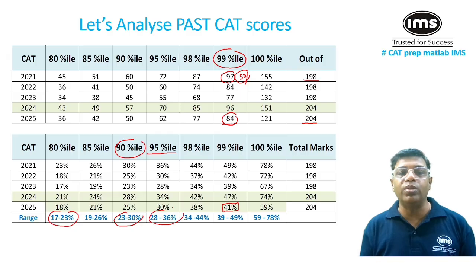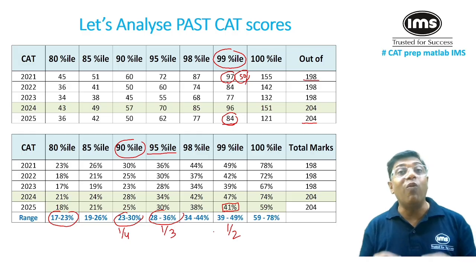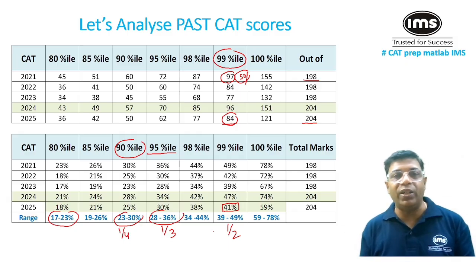And by scoring close to 30 to 33% marks, which means 1/4, 1/3, and 1/2. If you can score 1/4 marks, that is 25%, you are close to 90 percentile. If you can score 1/3, you are close to 95 percentile, and if you can score close to 1/2, half, then you are almost at more than 99 percentile.